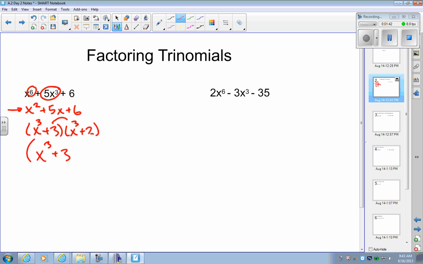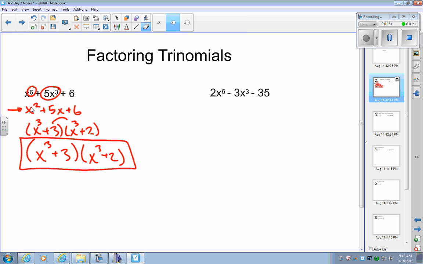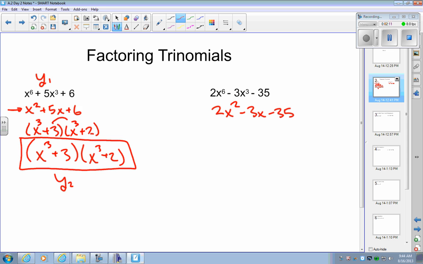x cubed plus 3, x cubed plus 2. In the same way that the quadratics worked in our calculator, these 6th power ones will as well. So if you're not comfortable with these things yet, you can always check if you got them right. Throw that in y1, throw this in y2, and go to the table. Same idea over here. Don't worry about the x to the 6th. Just pretend it's this problem right there.